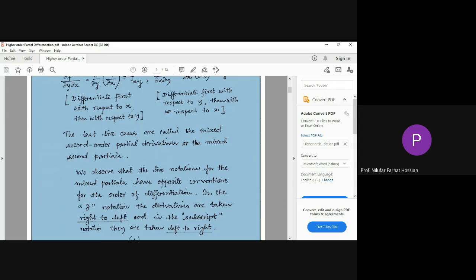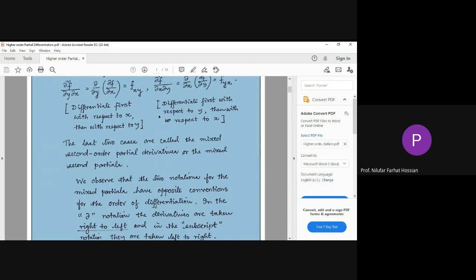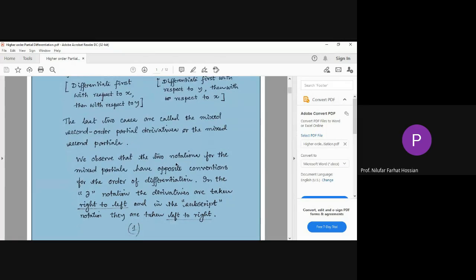Why mixed? Because these differentiations are done once with respect to x and then with respect to y, or at first with respect to y, then with respect to x. So this is known as mixed second order partial derivatives, or the mixed second partials. Okay, we observed the two notations for the mixed partials have opposite conventions. Yes, it is opposite.